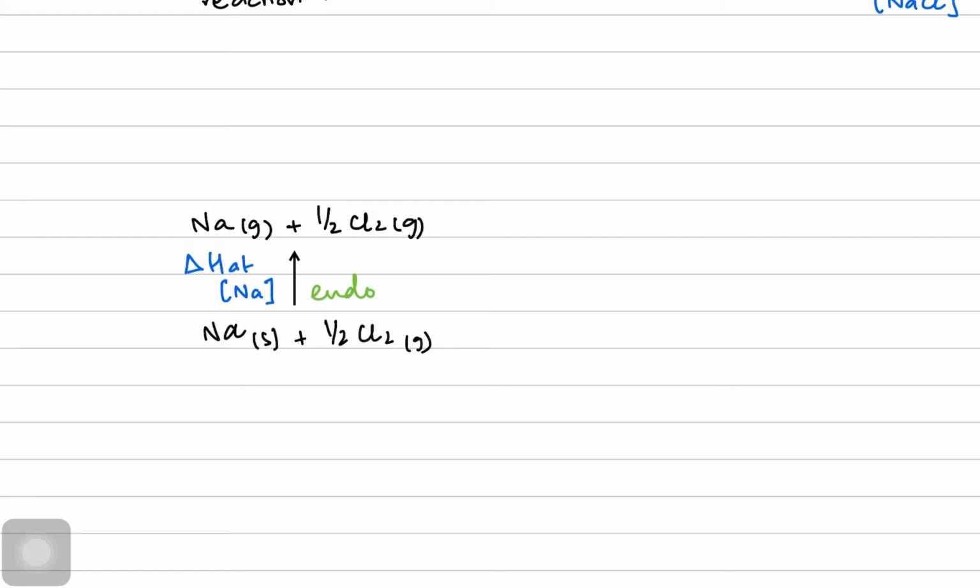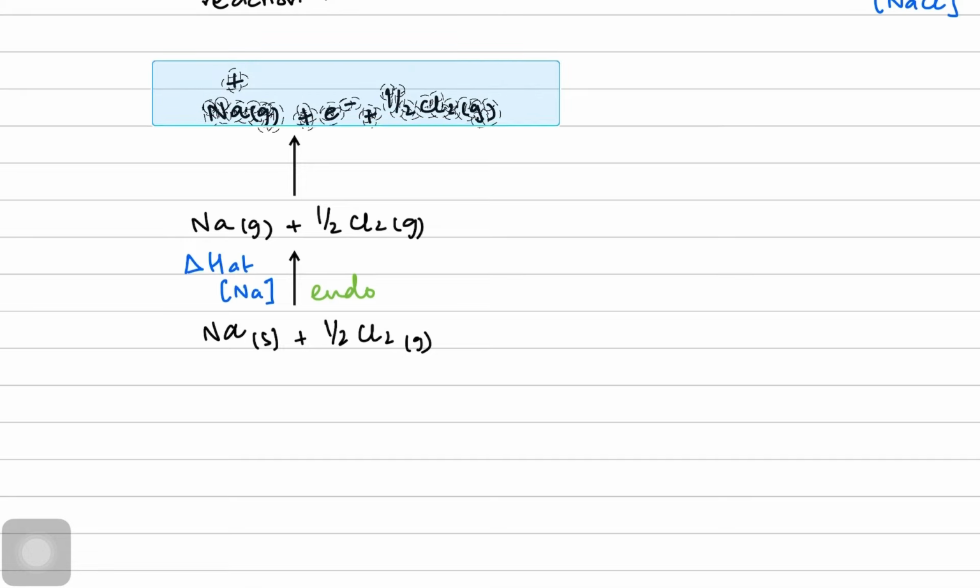Once the solid sodium is turned into gaseous sodium atoms, the next step is that sodium turns into ions. So sodium atoms are turned into ions. Now it looks like sodium gaseous atoms become sodium cations. They lose their electron, and half mole chlorine gas is still the same.